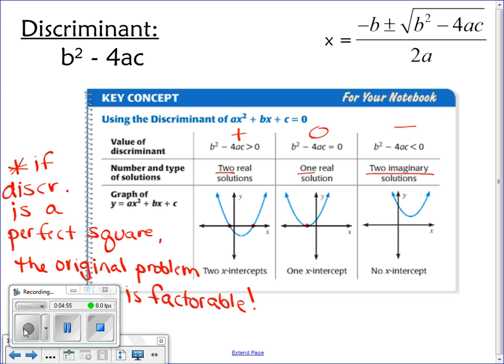The last part of your test, I'll have 6 problems on it, and I'll ask you to solve using any method you want, but you have to use each method at least once. So you're going to have to make sure that you factor at least one of them. Sometimes you can waste a lot of time telling whether or not it can be factored. So if you look at the discriminant, b squared minus 4ac, if that's a perfect square, it will factor.